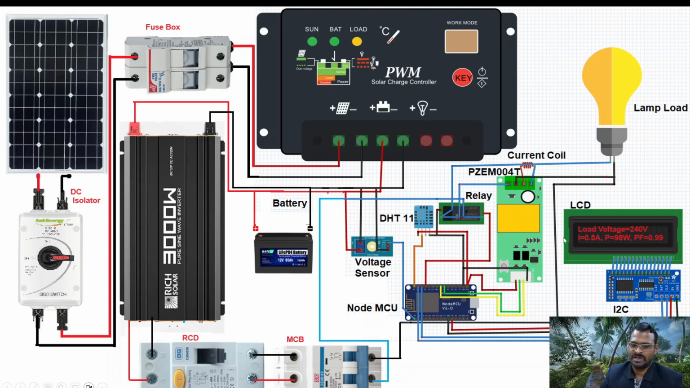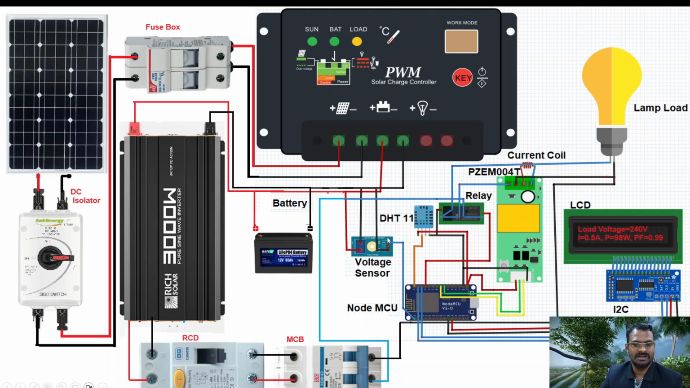So we also have an energy sensor to monitor the various electrical parameters on the AC side, like voltage, current, frequency, power factor and different things. So this is PZEM-004T. At last we also have the LCD to show all the values which are being measured, and then we have a voltage sensor to measure the voltage of the battery, and DHT11 for measuring and monitoring the temperature and humidity of the ambient condition.